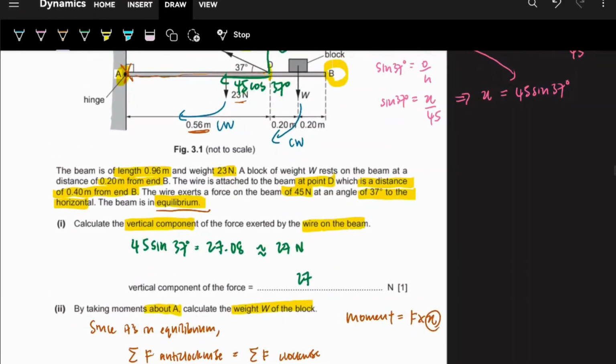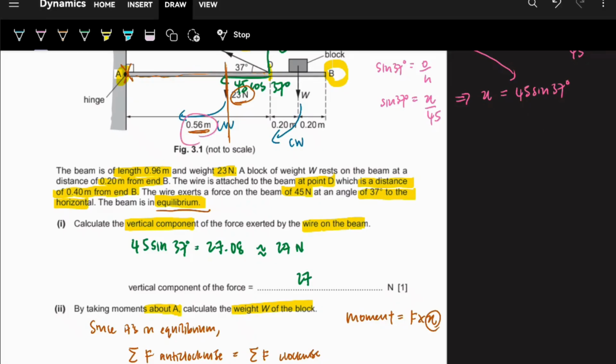How about clockwise? 23 Newton is the weight of the beam. What is the perpendicular distance? The perpendicular distance is actually half of the distance of the rod. Why? Because the weight is usually acting right in the middle of the beam. Right in the middle, right? So 23 Newton is right in the middle. So what is half of the distance?